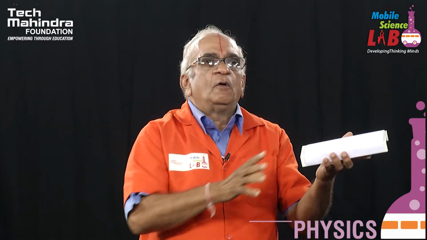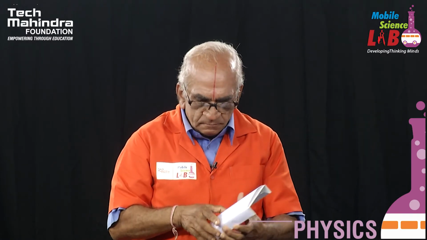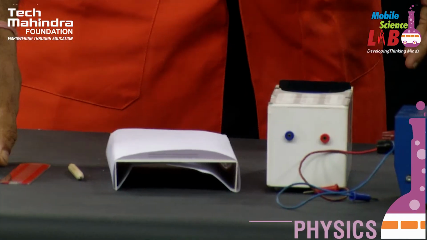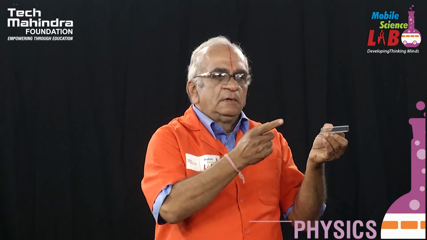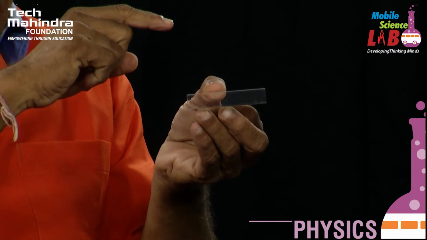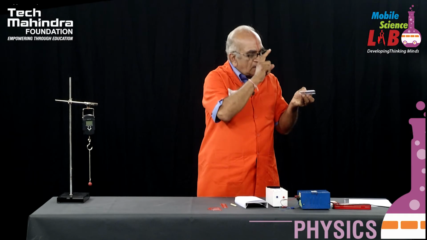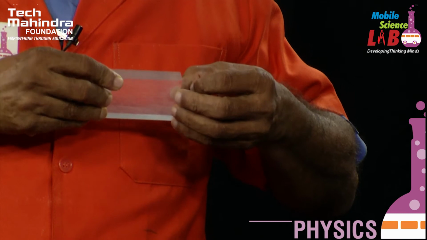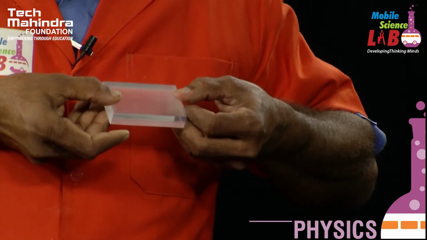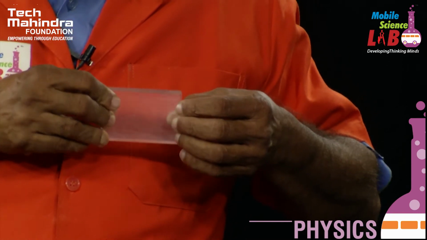This is the platform over which we are performing the experiment. This is the glass slab. It is a transparent one. By using this, one can observe refraction and we can also verify the laws of refraction. This is the glass slab and this is a transparent material. Transparent material is that material in which the light will pass through.